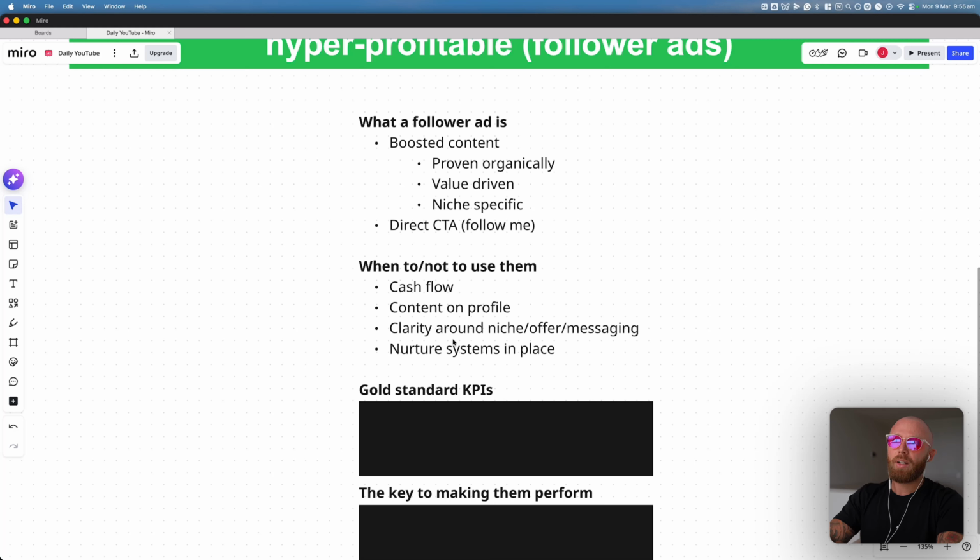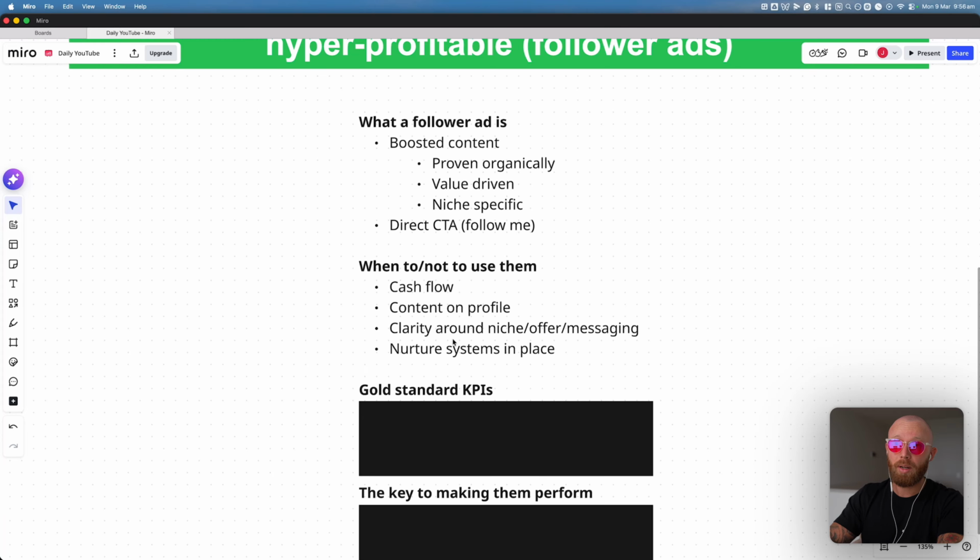The next one is having clarity around the niche, offer, and messaging. This is one of the most important parts of knowing when you should and should not be using these ads. And I say this because if you just help busy people lose weight, or I help busy men get lean, it's just not specific enough, and your ads will not work, because when you talk to everybody, you end up talking to nobody. So if you don't have a clear niche, if you don't have a compelling offer, if your messaging isn't crystal clear, then these ads will not work.